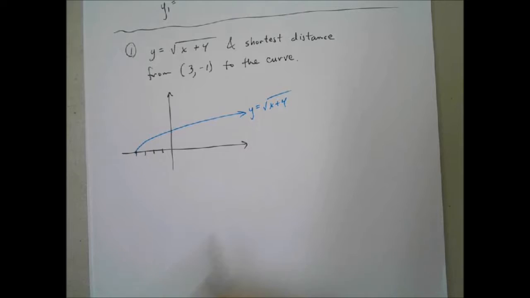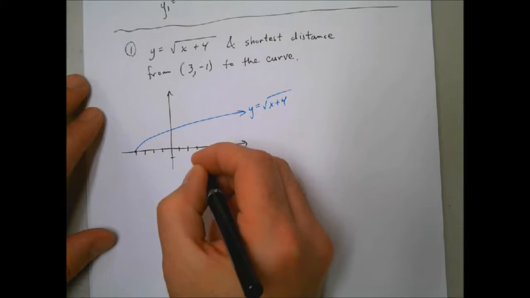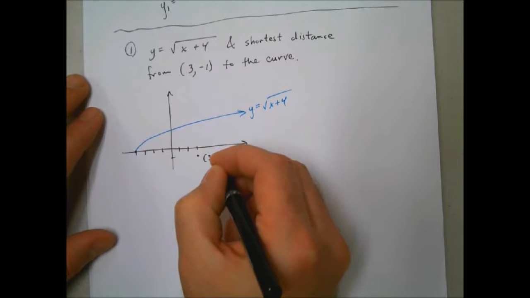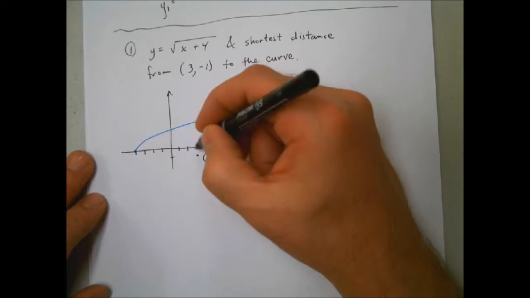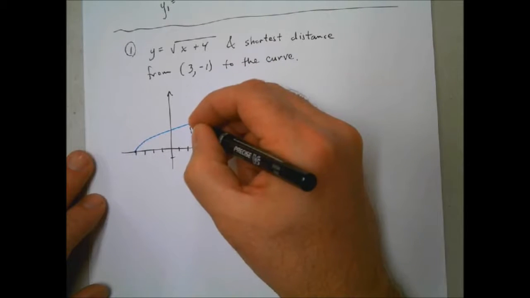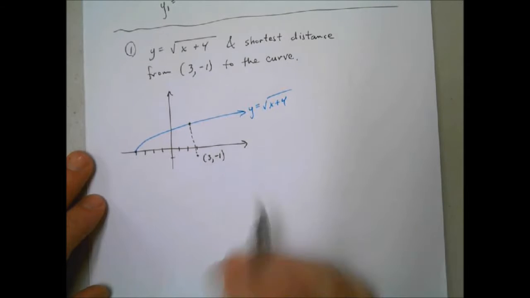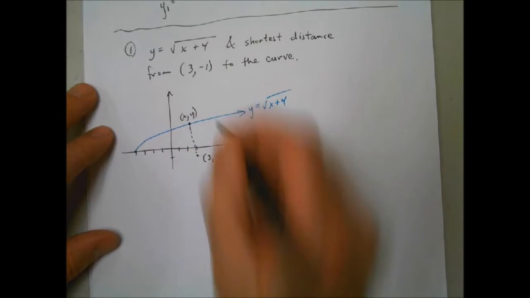It's a half parabola, with the vertex there at (-4, 0), opening up and to the right, and there's a basic sketch of that half parabola. Okay, (3, -1) right there, and we want the shortest distance to some point that's on the curve. So now this is (x, y).